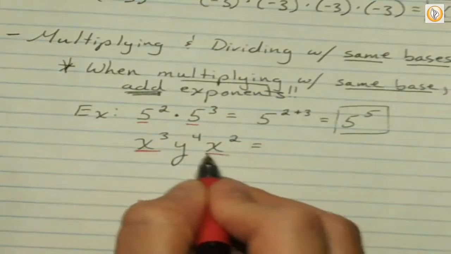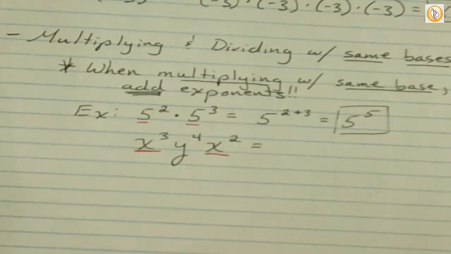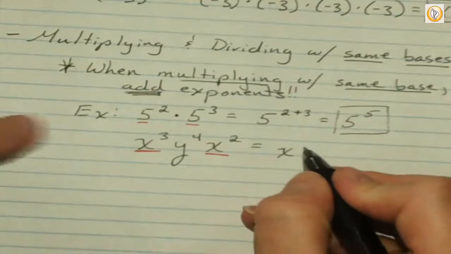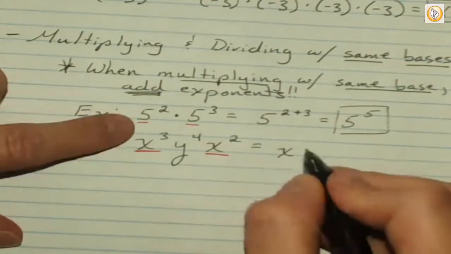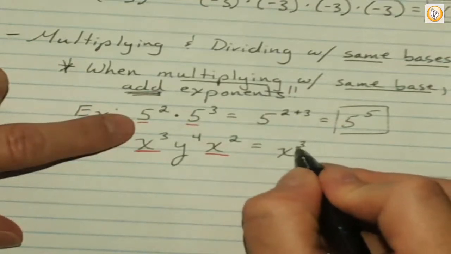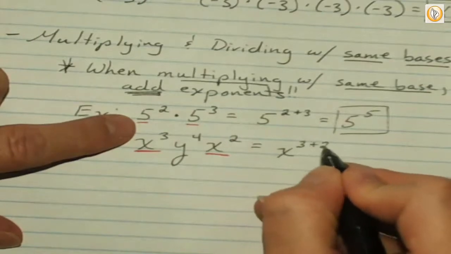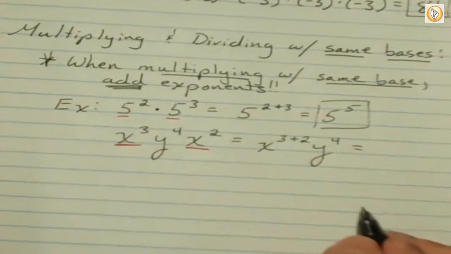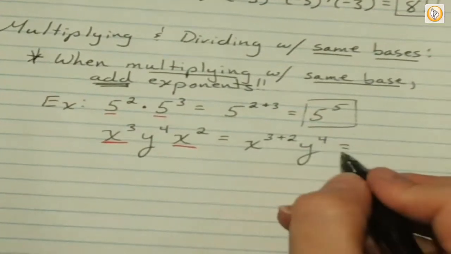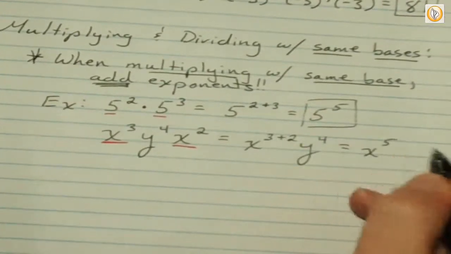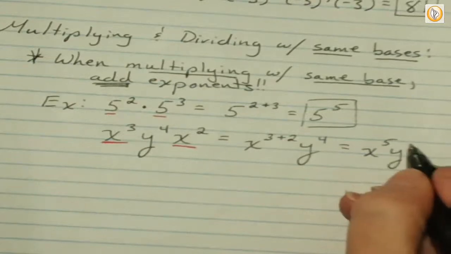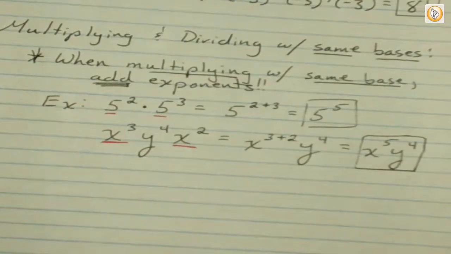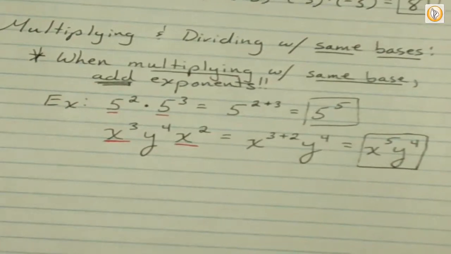This base and this base are the same. So Cecilia is correct. It would be x, and since we're multiplying and the bases are the same, we add the exponents, so it would be 3 plus 2 times y to the 4th. And 3 plus 2 is 5, so your answer would be x to the 5th power times y to the 4th power. Good job. Make sense, guys?